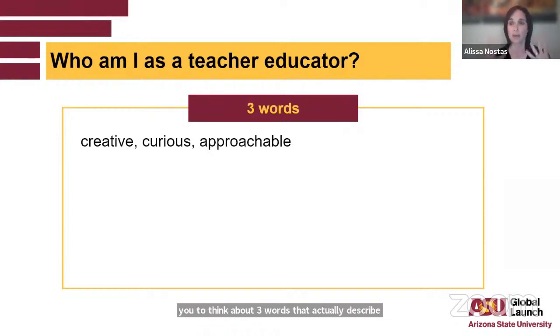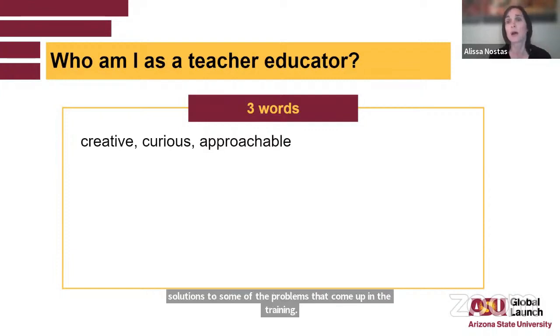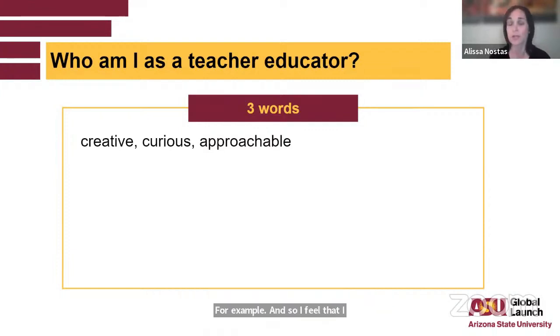So when I thought about this, and maybe this also describes me as a teacher as well, I came up with 3 words. And the 3 words that I came up with were, I'm creative. So I feel like I really enjoy coming up with, for example, different activities for us to engage in when I'm teaching. I also think I try to bring creative solutions to some of the problems that come up in the training, for example. And so I feel that I am a creative teacher educator.